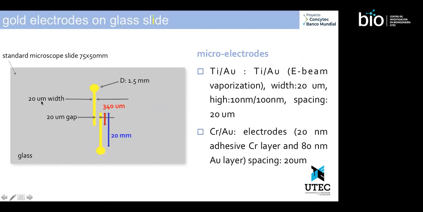So the width of these electrodes is only 20 micrometers. The length is 20 millimeters. The gap size between the electrodes is also 20 micrometers, while the overlap of the electrodes is 340 micrometers. Just to give you an idea how much 20 micrometers is, that is about 1/7 of the width of your hair. Just gives you a rough idea.